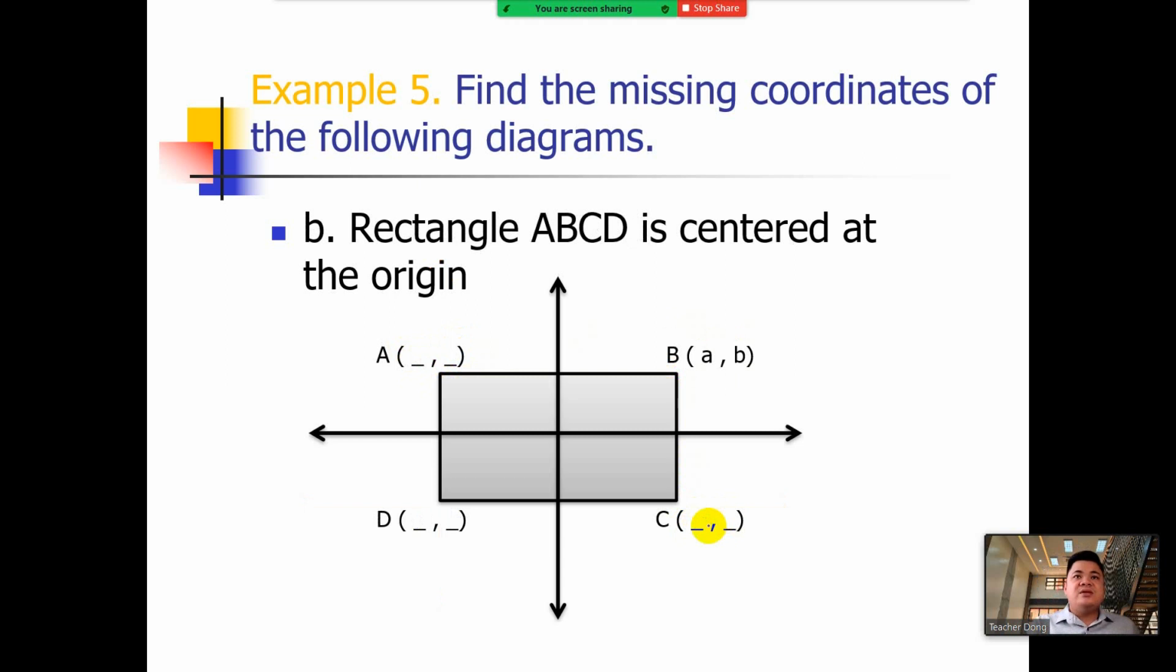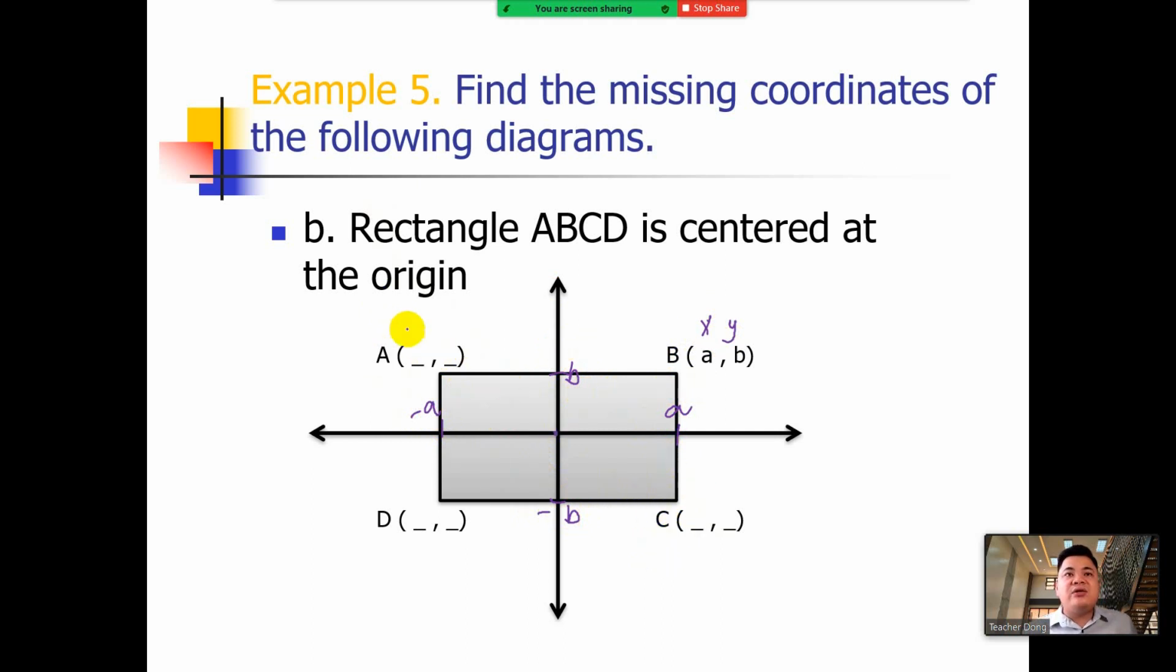Next, we have letter B, rectangle ABCD centered at the origin. As you can see, for the previous examples, we are following the guidelines from a while earlier. Rectangle ABCD is centered at the origin, right? Now, how are we going to identify? Identify the number of units from the origin. Here, this is your x, and this is your y. So therefore, this is a, this is b, right? And then after that, opposite of a is negative a, and opposite of b is negative b. Then we can have the answers.